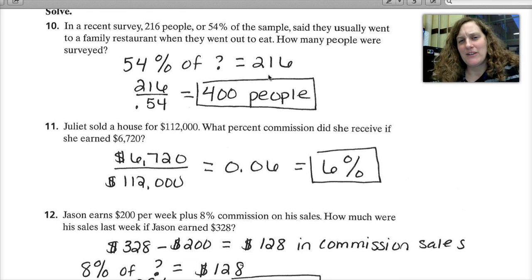And this family restaurant is making me think of my favorite family restaurant, which is Red Robin. So Red Robin is our code word, Red Robin.